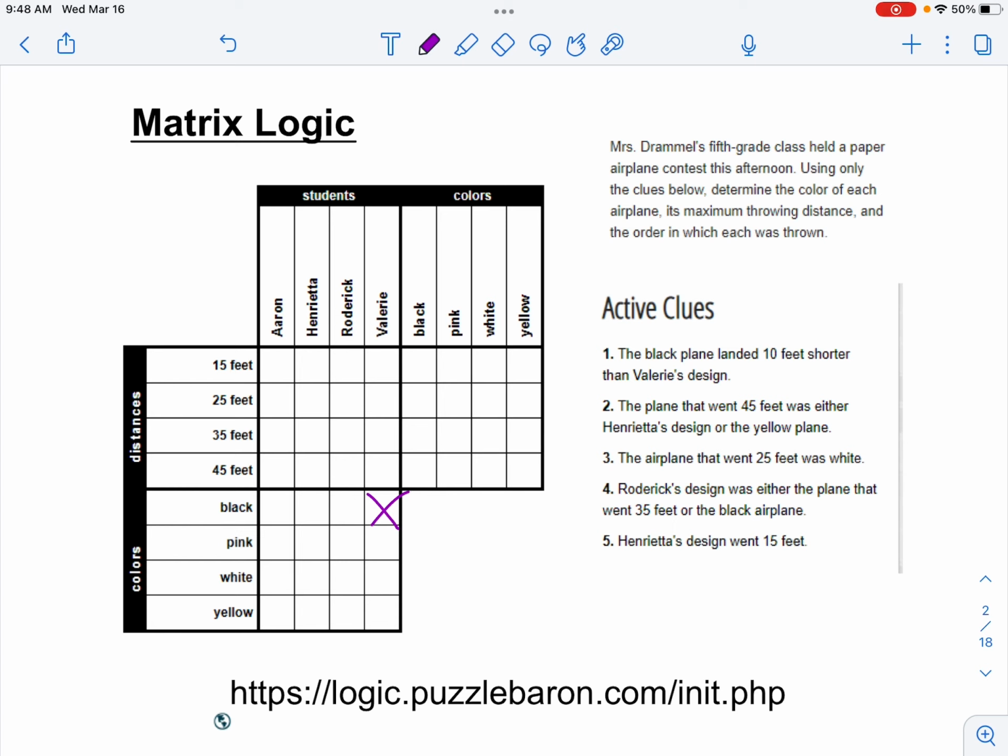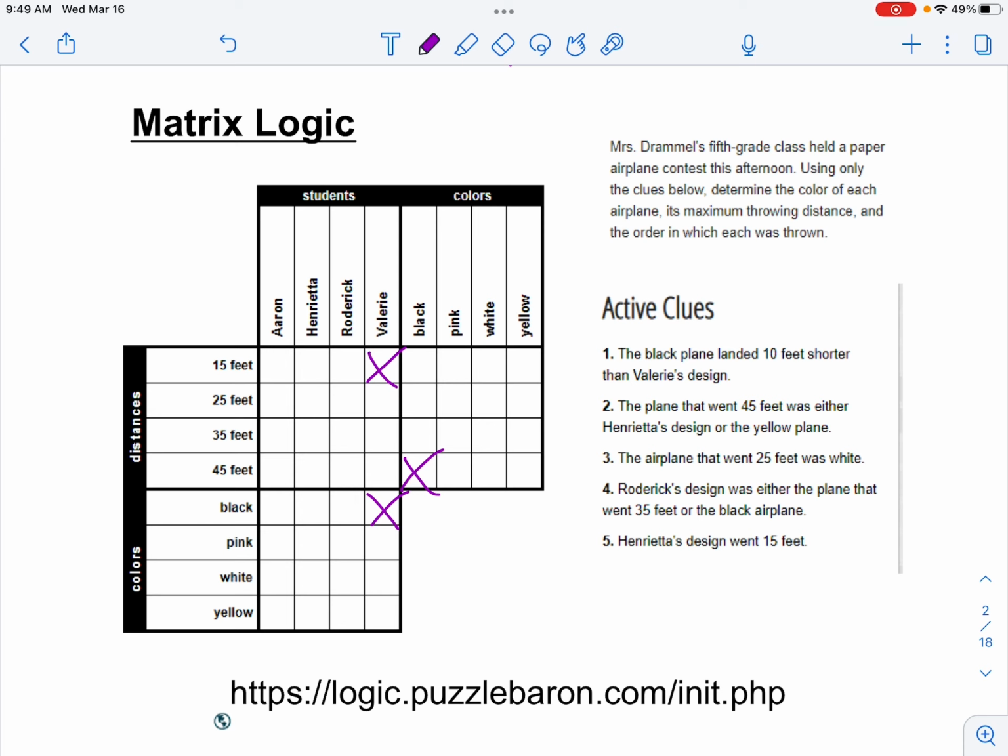We also know the black plane went 10 feet shorter than Valerie's design. So the black plane could not have gone the furthest, right? The black plane did not go 45 feet, because it landed 10 feet shorter than Valerie's. So how could it have gone the longest if it landed shorter than Valerie's? It couldn't have. And then you could look at the other side of that coin. That means Valerie's could not have been the shortest, right? If the black plane landed 10 feet shorter than Valerie's, that means Valerie's was not 15, because then the black plane would have gone 5, which isn't even an option. Okay, so I think that's enough we can get out of clue 1 right now.